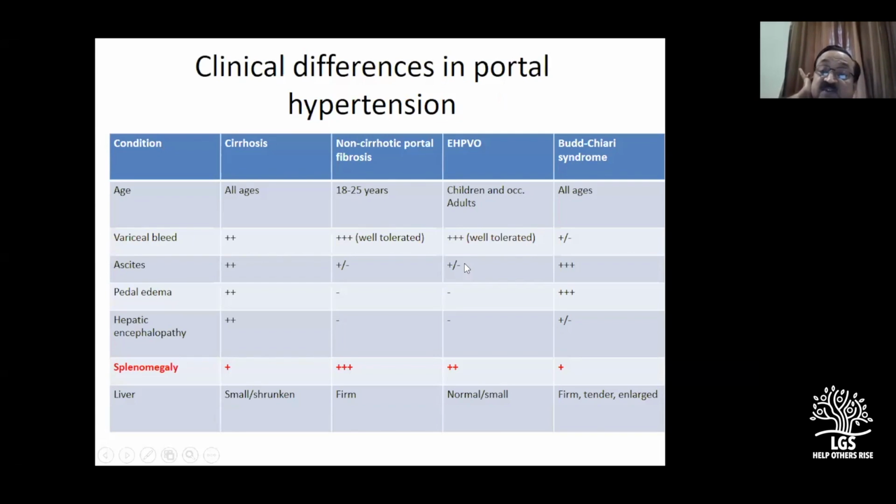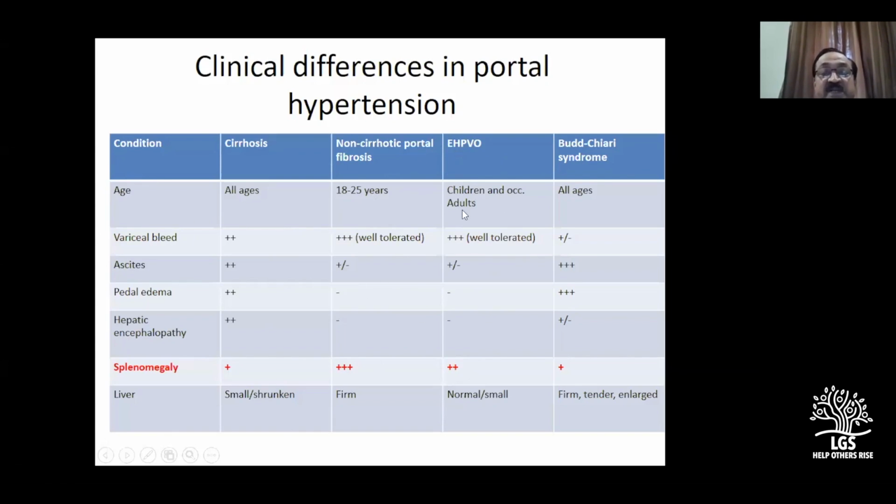Now, clinical differences of portal hypertension. I will not explain this in full. Just for you people to know, in cirrhosis of the liver, this is the classical medical case. Spleen is palpable. But I am talking about these two here. Look here. This is extrahepatic. This is non-cirrhotic portal fibrosis. Look at the splenomegaly. It's written in red here. I will not talk about Budd-Chiari. I will not talk about cirrhosis. You concentrate on the third and fourth columns.